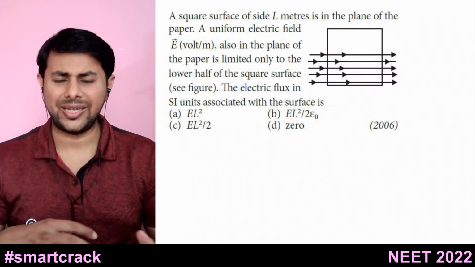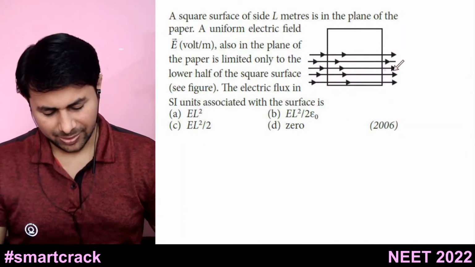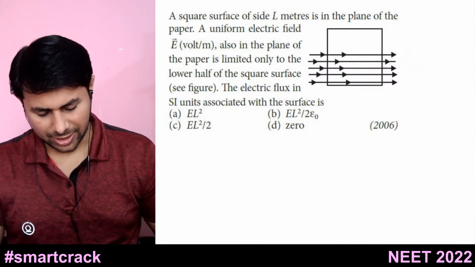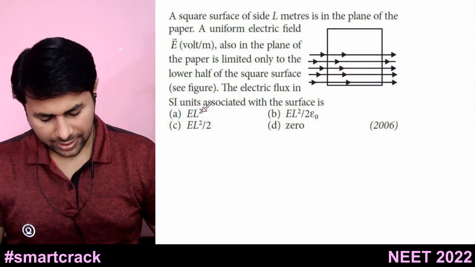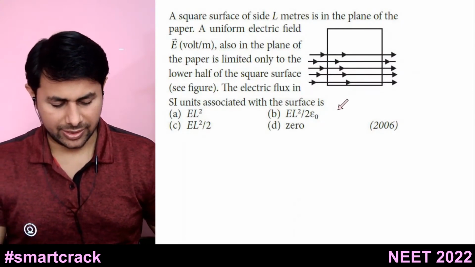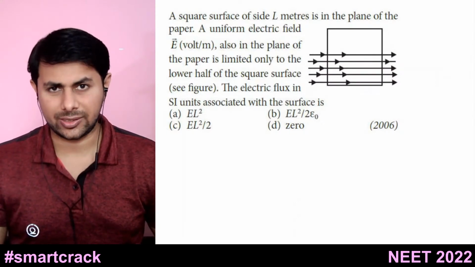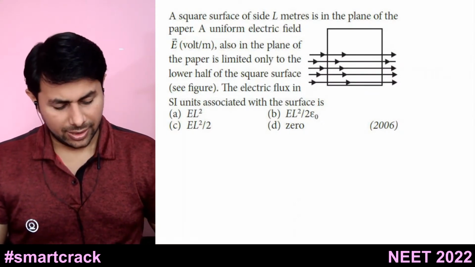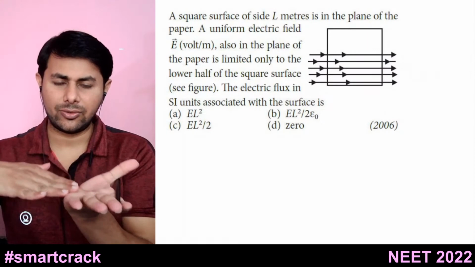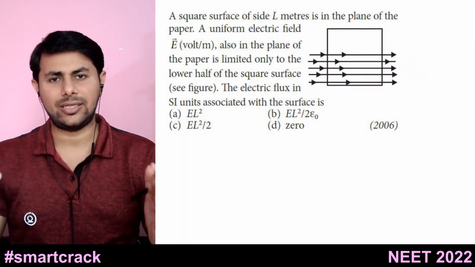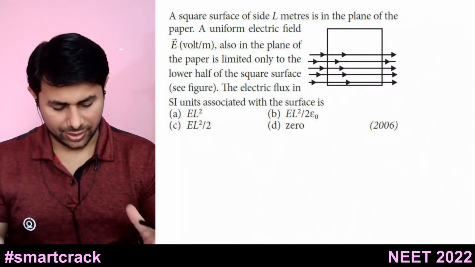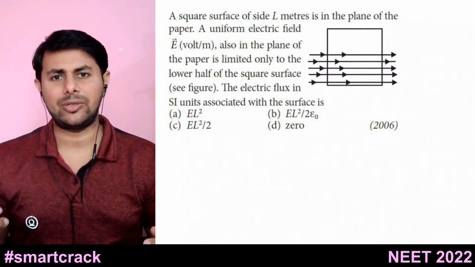Okay, they are making it complicated. So the electric field is in the lower half surface as shown in the figure. The electric flux in SI units associated with the surface is, so how much is the electric flux? Again, see, the electric field lines are passing over the area. They are parallel to the area. None of the electric field lines are passing through the area. And therefore the flux must be equal to what?